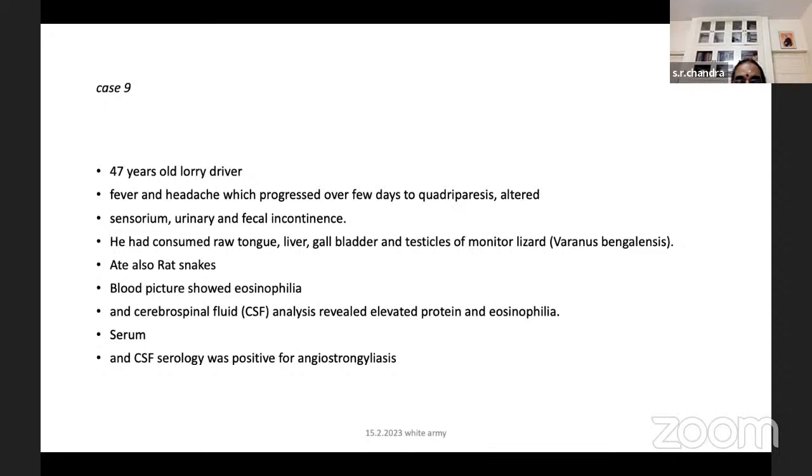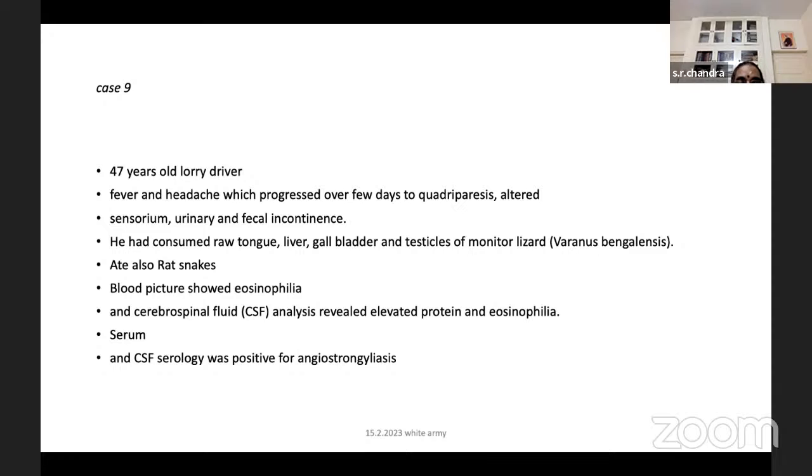animal, the monitor lizard. He thought that it gives a lot of energy for long distance driving. So it is called monitor lizard. He ate raw tongue, liver, and gallbladder of this animal. And he also ate rat snakes. This history was revealed to us later, when all the analysis of the sample 5 also was negative.